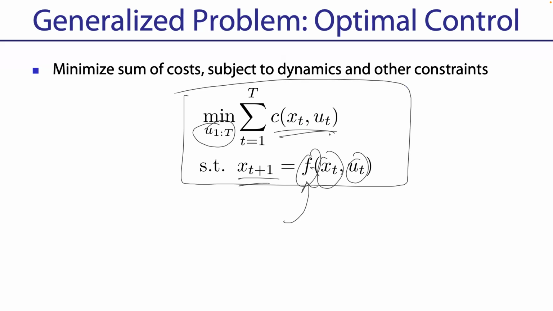Sometimes you'll have additional constraints. You want to say like U stays within some bounds. You want to say X stays within some bounds. You'll have some additional constraints on your problem. But it's always this type of constrained optimization problem.